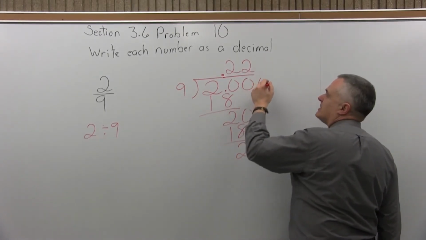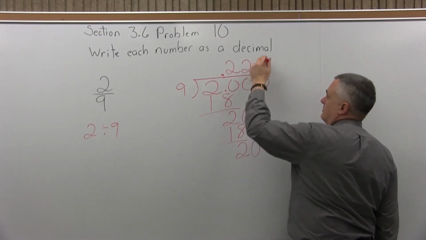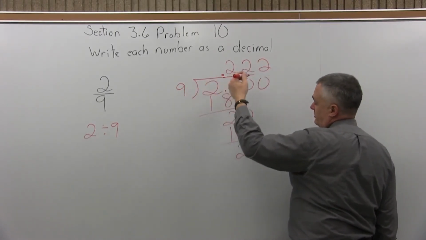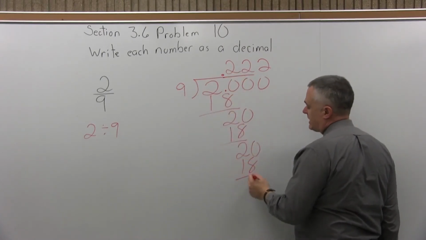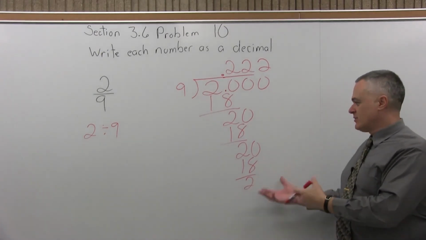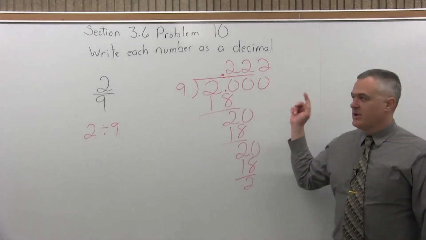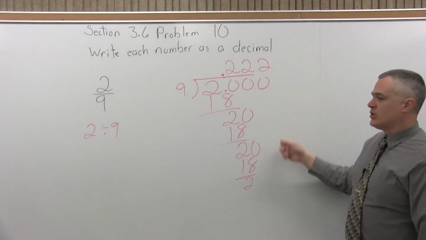So what's going to happen is I can keep adding zeros and bring them down. Every time it's going to be a 20. So 9's still going to go into 20 2 times. 2 times 9 is 18. I'm going to get another 2, which is going to become another 20. Going to get 18, another 0, become remainder 2. It never stops. The 2's never stop. Every time I add a 0, the number on top is going to be a 2.